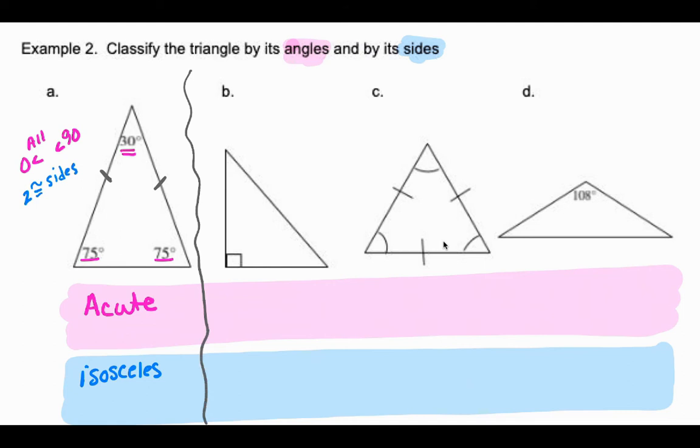For the next one, there's only one angle identified, and it's identified by a box. Remember that this is 90 degrees, which is a right angle. And by definition, if we have one right angle, we have a right triangle. And when we look at our sides, there are no congruent sides. So this one is scalene.